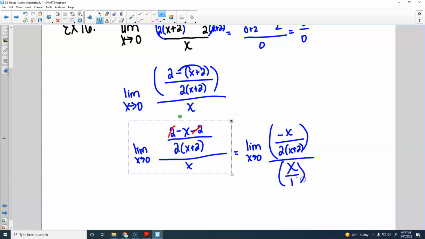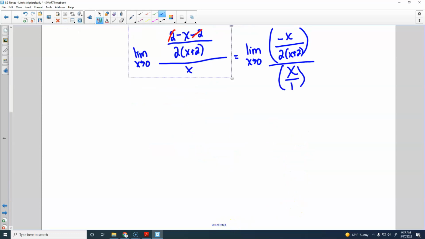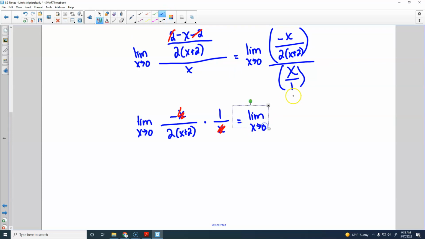So now I've got a fraction over a fraction. I've got everything condensed there. So when I have to divide fractions, dividing fractions is easy as pie. Flip the second and multiply. So we're going to have the limit as x approaches 0 of negative x over 2 times x plus 2 times 1 over x. And since I have x right here and x right here, I can cancel them. And that is going to give me the limit as x approaches 0 of negative 1 over 2 times x plus 2.